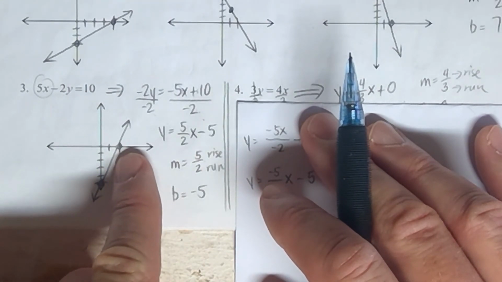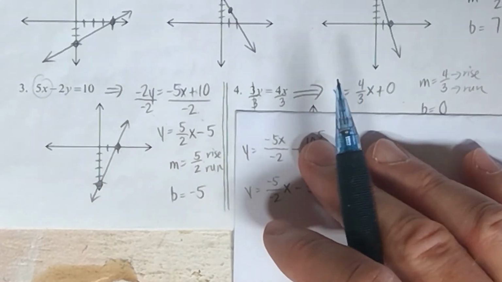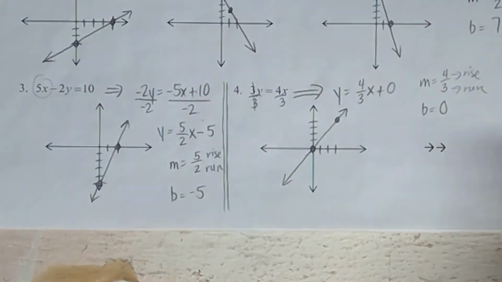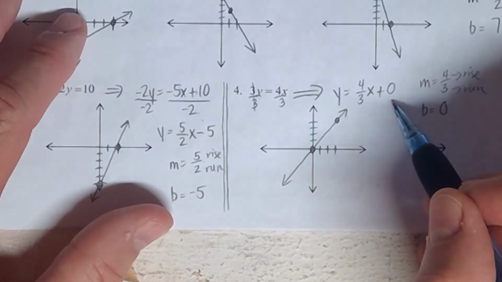As you can see, I colored it in there, and then I drew the line. All right, so that is number 3. Number 4, as we already talked about, y is equal to 4/3 x plus 0.